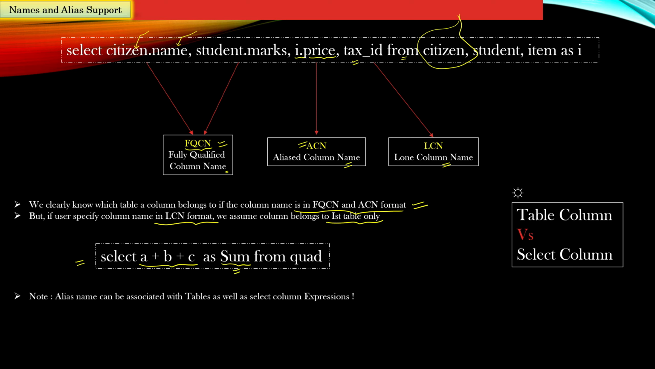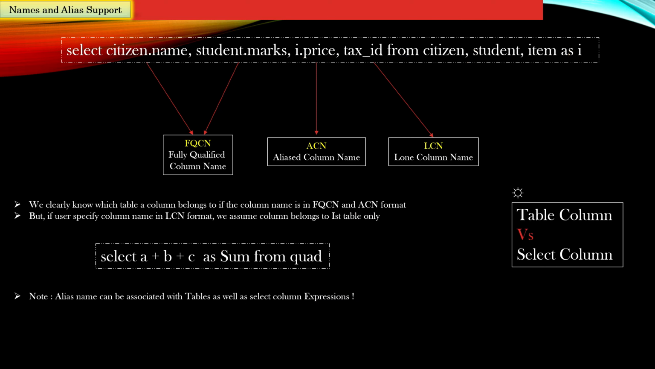So it means that an alias name can be associated with tables as well as select column expressions. You can see here is the table item and we have assigned an alias name I to the table. And here you can see that we have assigned the alias name sum to the select column expression.